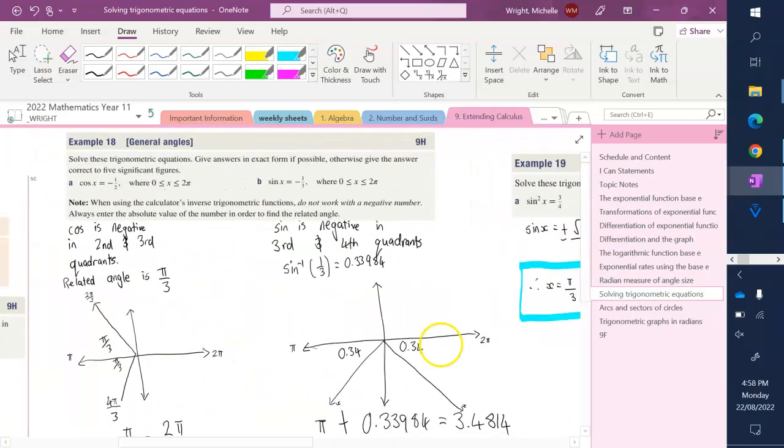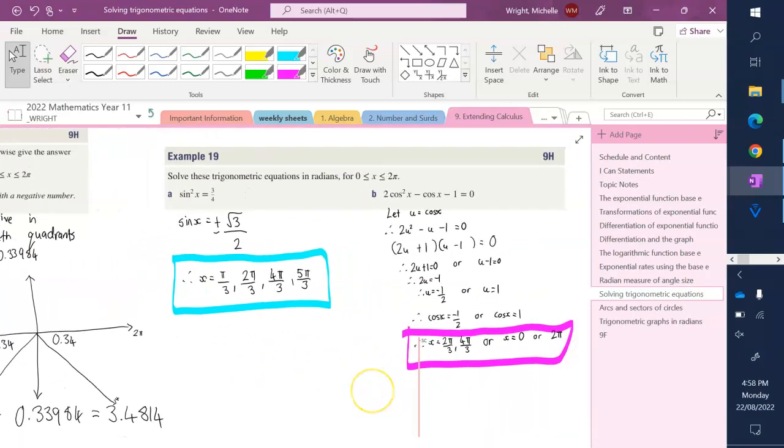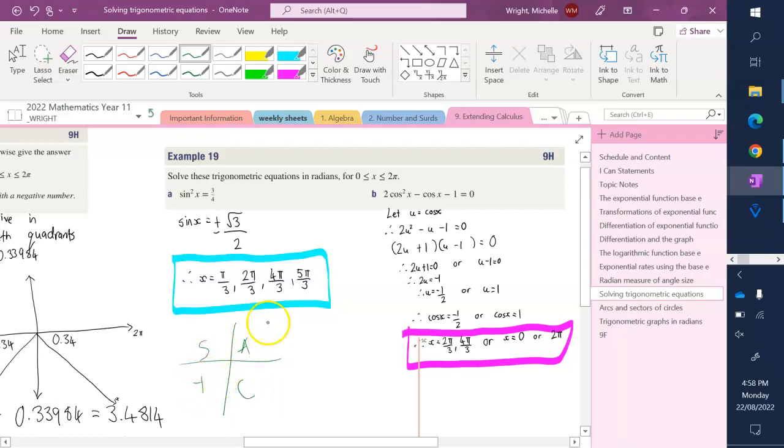I've done some of those already, and there's a couple of other good ones in there. I suggest you have a look at example 19, sine squared x, which is quite simple. We're just taking the square root of 3 over 4 and remembering we've got a plus and minus solution. In that case, we want where sine is positive and negative, so we want 4 answers because we want all the positives and all the negatives. That's why we've got 4 answers for that one.